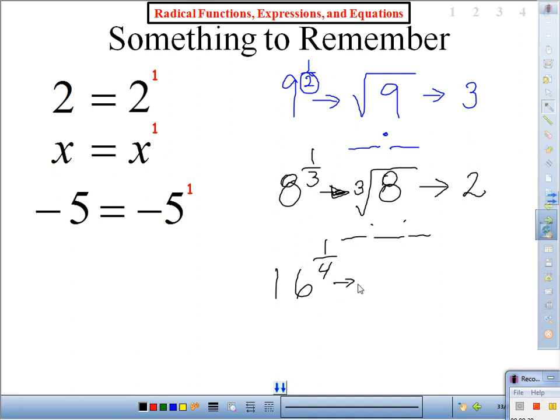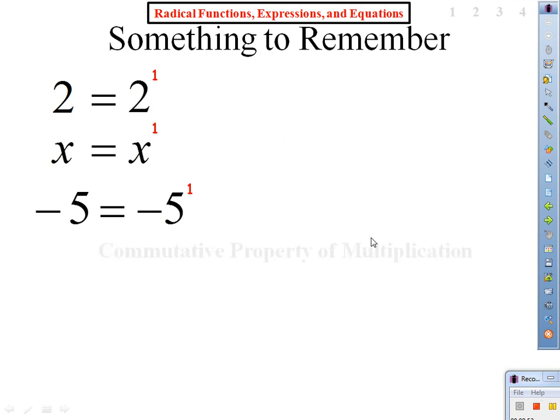All right, we rewrite it like so. Radical, 16 inside, and the little number is called the index, of 4. What does that tell us? What number times itself 4 times gives us 16? 2. That is correct. All right, put that as a mental note because we're going to need that as we go along. Okay? All right, what else do I need to remember?